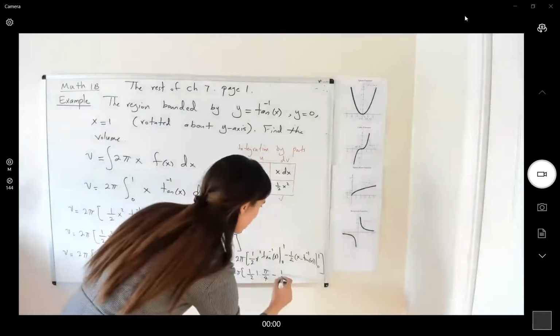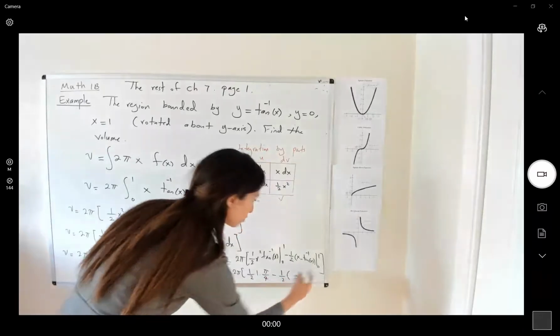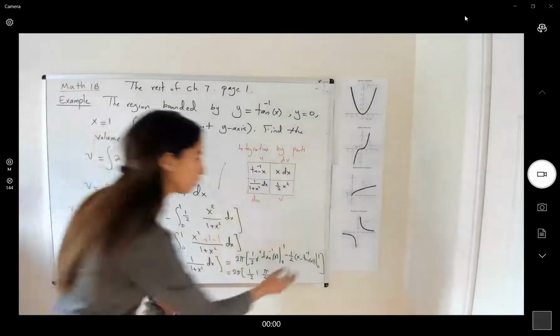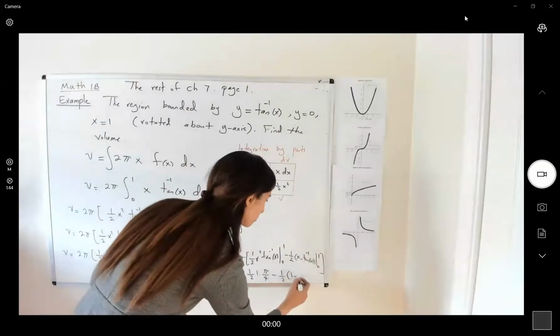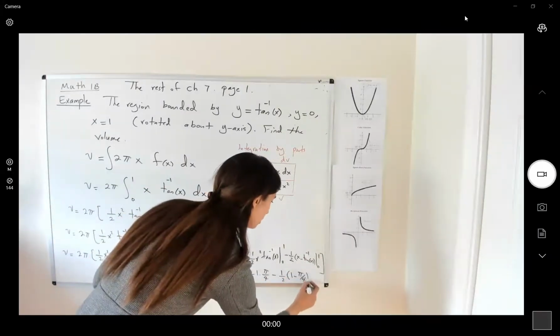minus, here you have a half. Again, if you plug in 0, the outcome is 0, so just worry about 1. 1 minus pi over 4.